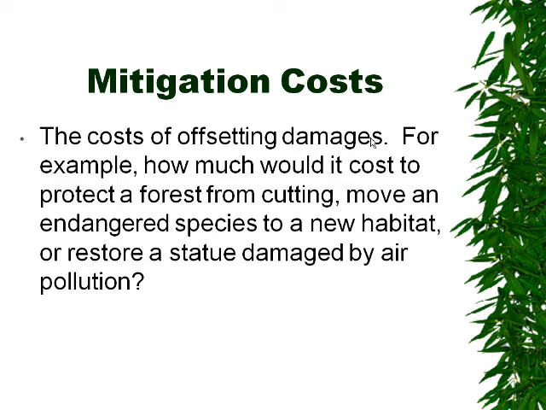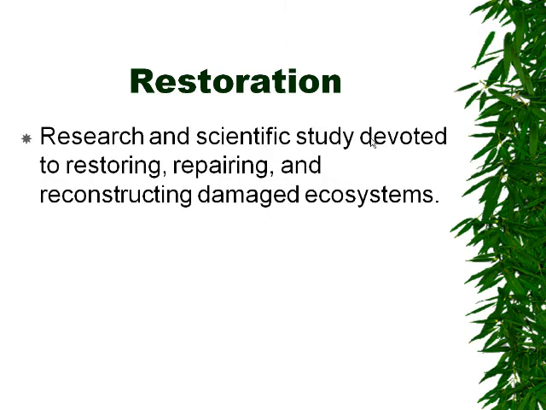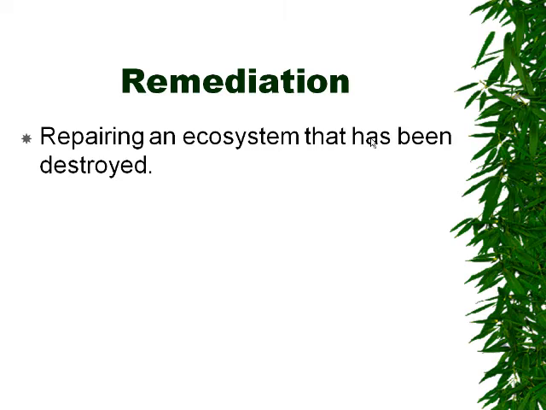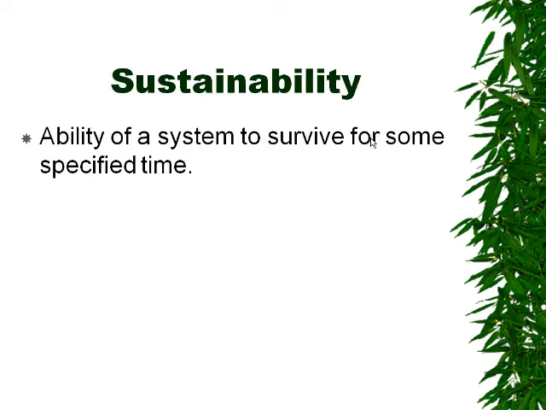Mitigation costs are the costs it's going to take to restore something, to fix all the problems, to create a solution. So what will I have to pay the loggers in order to stop logging? What will I have to do to move an endangered species to a new habitat, or to restore this area, to rebuild this, to change this pollution pattern, stuff like that. I already talked about restoration. Preservation is setting aside undisturbed areas, so you can't fish on it, you can't hunt on it, you can't build a house on it, whatever the case may be, in order to keep that area as natural as possible. Remediation is repairing it, and sustainability is how long it will survive.